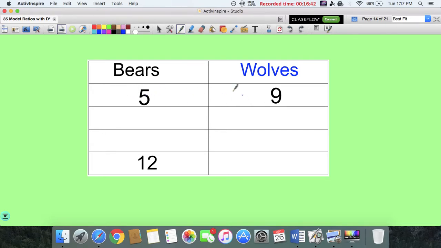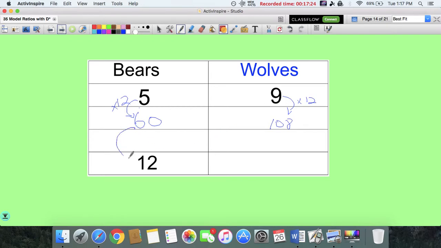Ratio of bears to wolves is 5 to 9. And again, I can look at 5 to 9 like this. Nothing times 5 gives me 9. So find something that can lead me to 12. There's many ways. The easiest way usually is to find something in common between 5 and 12. Their LCM usually works. Not usually, always works. The LCM of 5 and 12 is 60. So when there's 60 bears, how many wolves? Well, it's times 12. Here's times 12, which gives me 108. So when there's 60 bears, it's going to be 108 wolves.